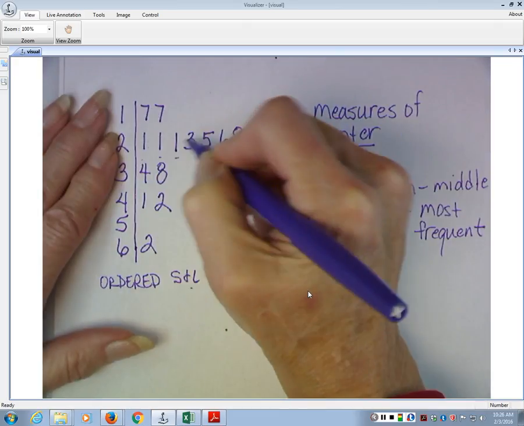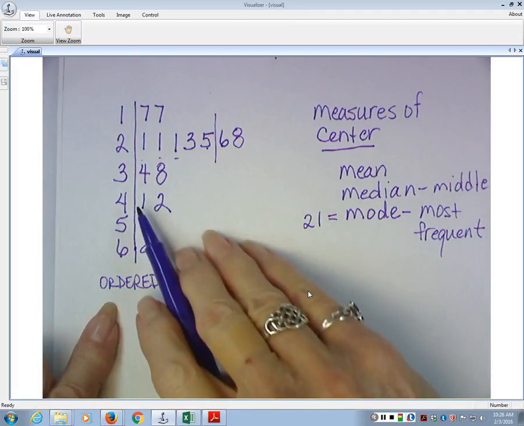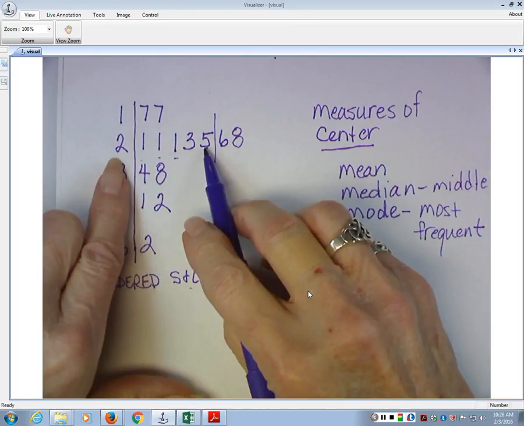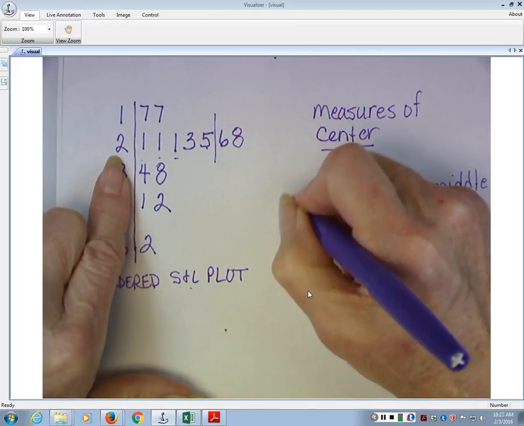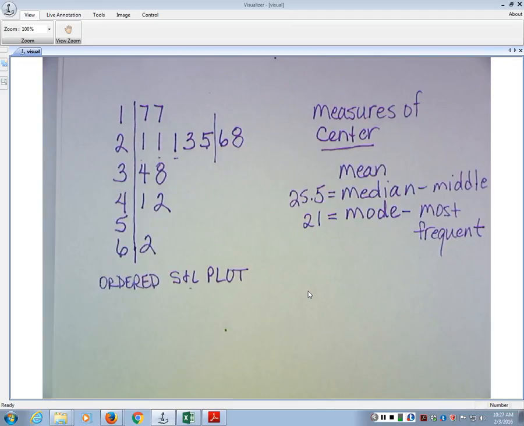1, 2, 3, 4, 5, 6, 7. So the median here is halfway between 25 and 26. So it'd be 25.5. 25.5 is halfway between 25 and 26. There's not an actual median that is one of the data points. But I can say half the data is less than 25.5 and half the data is more than 25.5. It's just marking strictly the absolute center of where the data is.